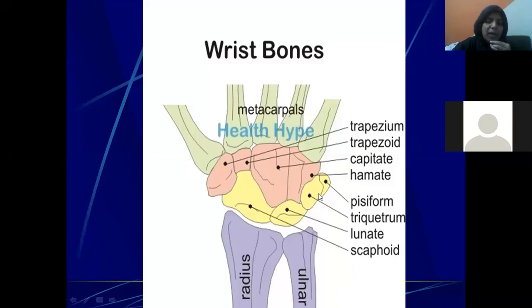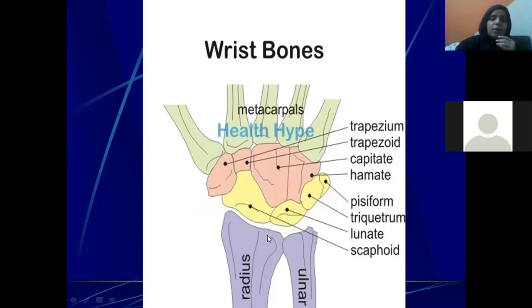I gave you one code, right? From lateral to medial side, "She looks too pretty, try to catch her." So S stands for scaphoid, then we have lunate, then triquetrum, and then pisiform. This is the proximal row. Then in the distal row, from lateral to medial side, we have trapezium, trapezoid, capitate, and hamate. So these are the distal row of the carpal bones.